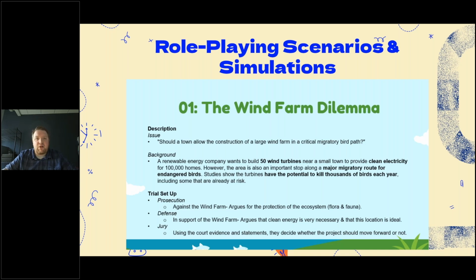There's a lot that goes into how we can protect our environment or our ecosystems. And so I wanted my students to understand that. I broke the group up into 3 different groups. I had 3 different scenarios. Here's one, for example, the wind farm dilemma. Each group had the prosecution, the defense, and the jury. So every group was able to be one part of those: either the prosecution, defense, or jury.